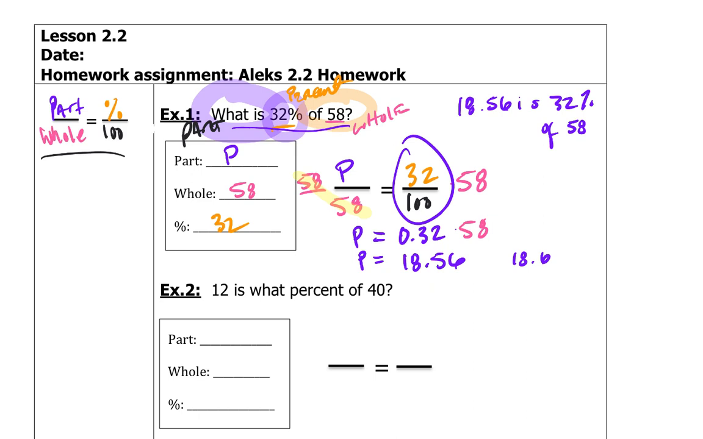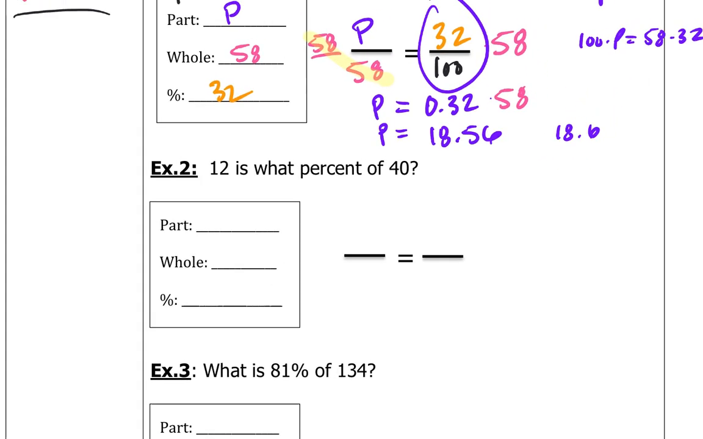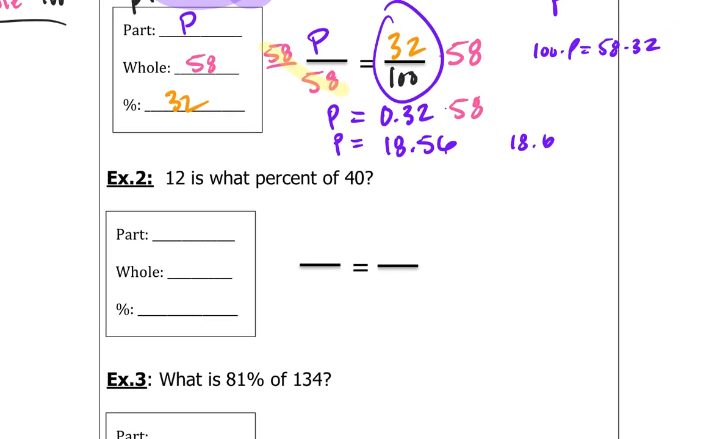You could have done the cross product equation. You could have said 100 times P equals 58 times 32. And if that's the easiest way for you to do it, go ahead, do that. Okay? But remember, this is probably the one where we need to do it. Okay, so here we go.